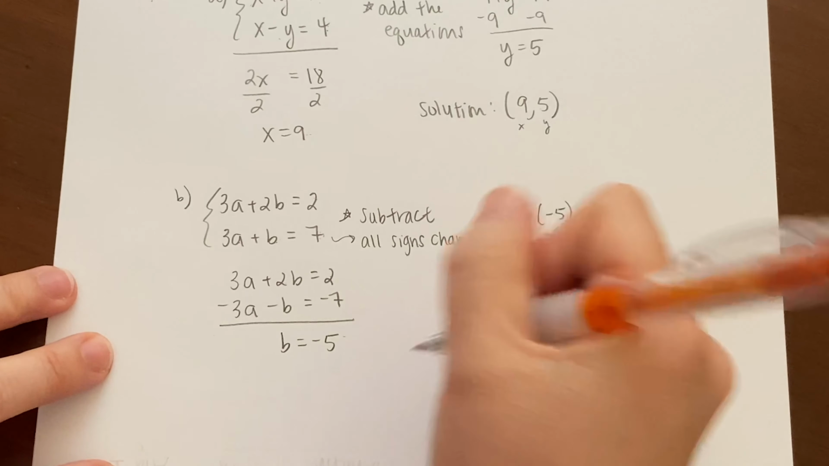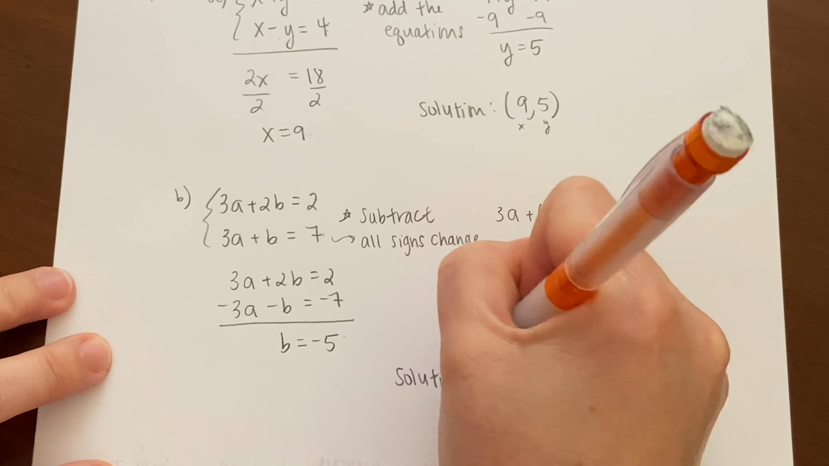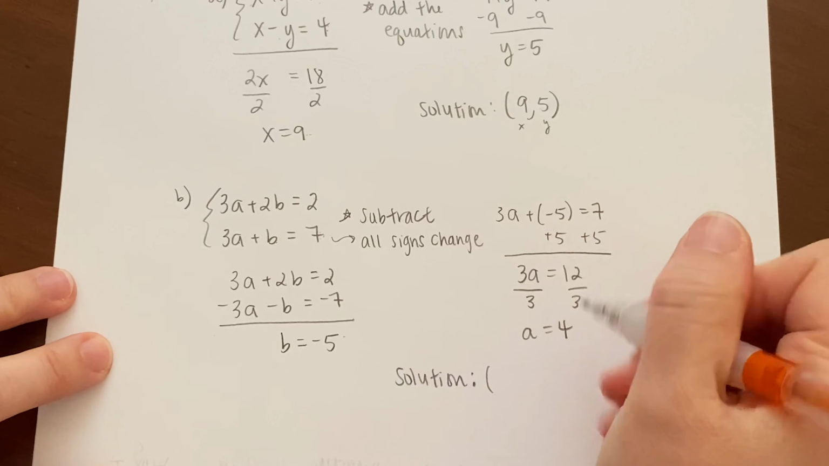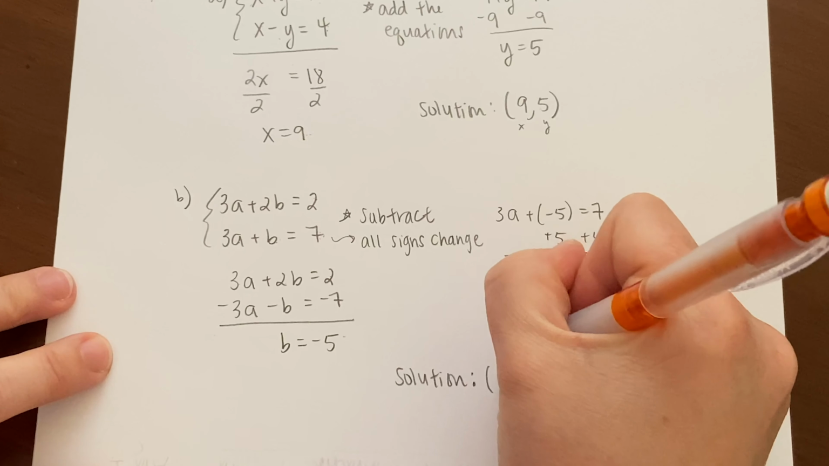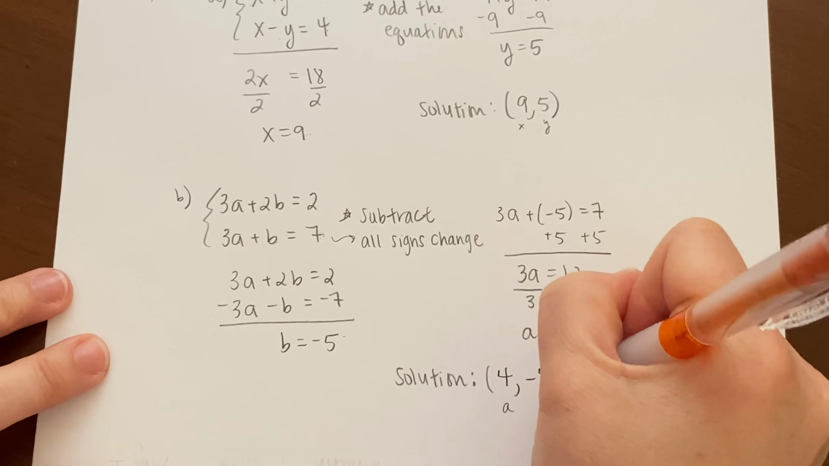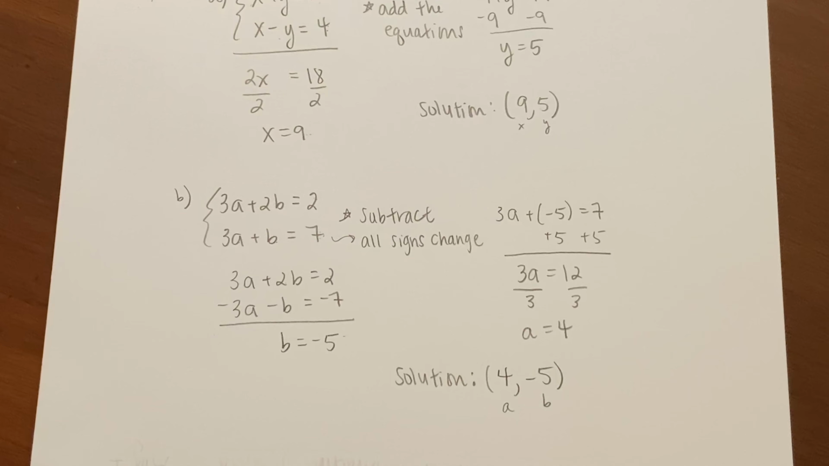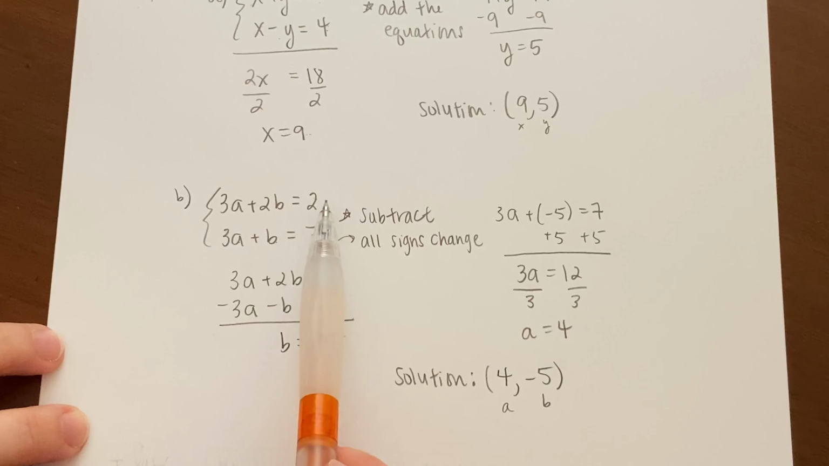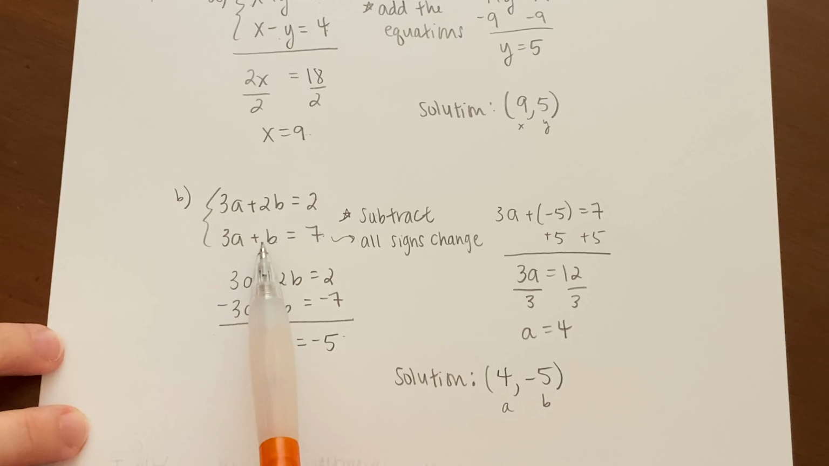Now, when you write your solution, if you don't have x and y, you want to put your ordered pair in alphabetical order. So since we're working with a and b, the a value goes first, and the b value goes second. So if they give you letters other than x and y, you want to put your letters in alphabetical order. Again, you can check that if you go back to the original equation and plug in 4 for a and negative 5 for b. It should check in the first equation, and it should also check in the second equation. It has to check in both in order to be a true solution.